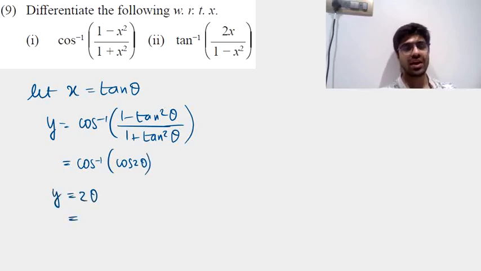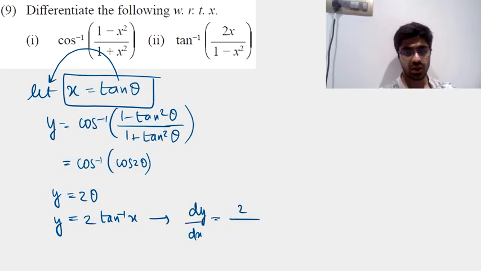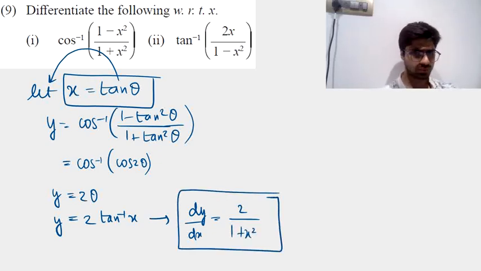Now we cannot keep y in terms of theta, we need to bring it back in terms of x. So y will be equal to 2 times theta, which is going to be tan inverse of x. So finally dy by dx will be 2 into 1 upon 1 plus x square. So that's the final dy by dx for the first question.